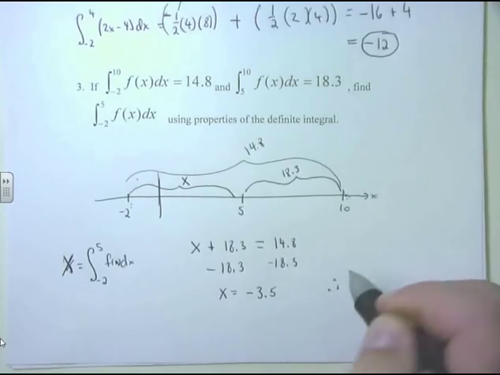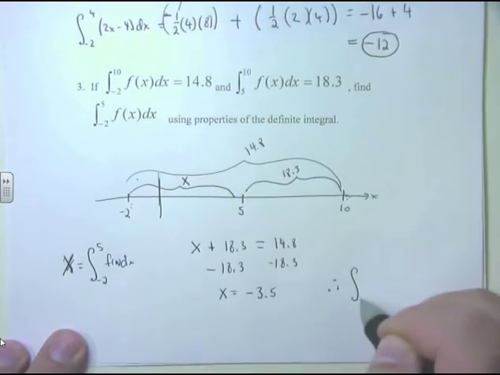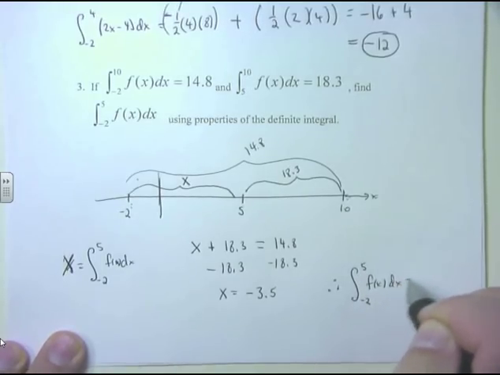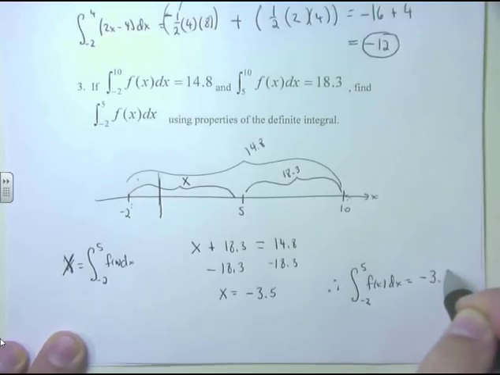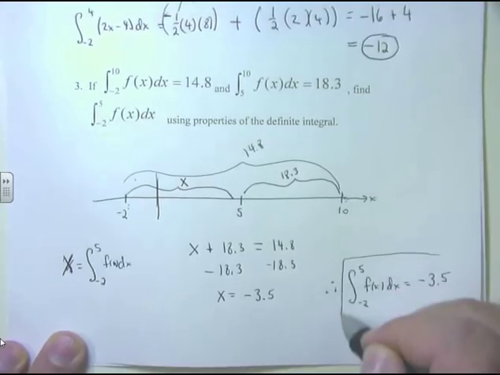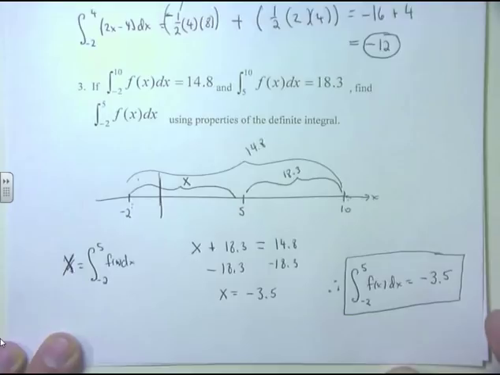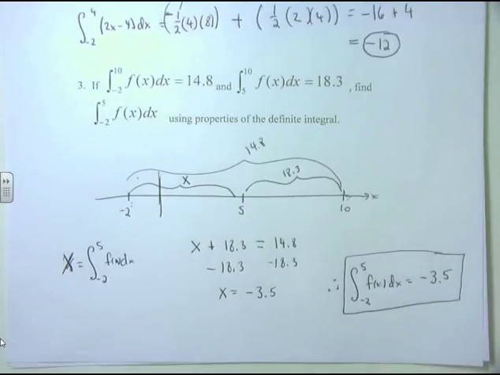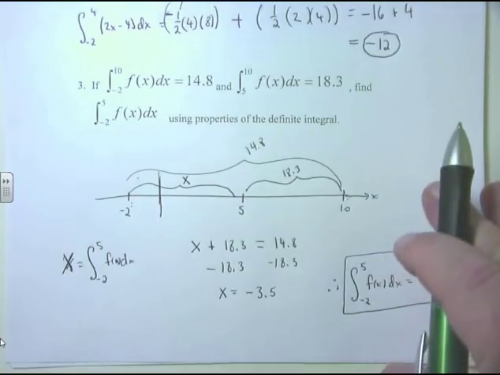Therefore, the integral between negative 2 and 5 of f of x dx is actually going to be negative 3.5. There's the answer, and it's kind of more of detective work than anything else. I'm putting the pieces that they gave you together to figure out what was the part that was missing. But areas have to add up, is what this concept's all about.